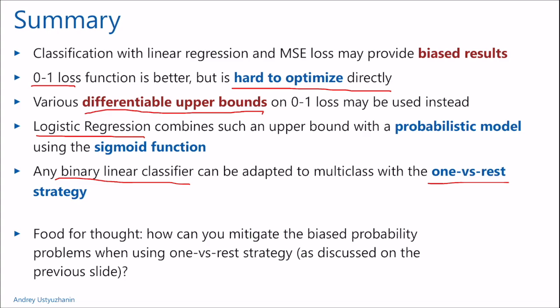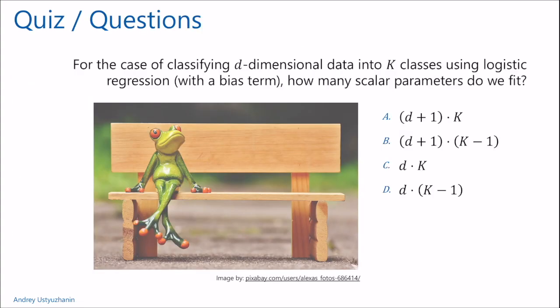This is pretty much understandable, I hope. The quiz for you would be, for the case of classifying d-dimensional data into k classes using logistic regression with a bias term, how many scalar parameters do we need to fit? And you have to choose among those options.